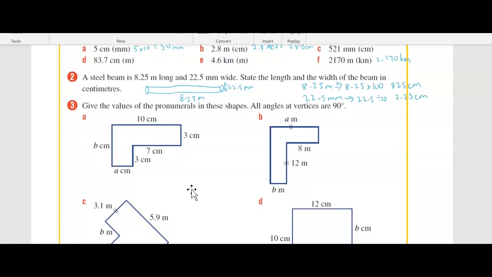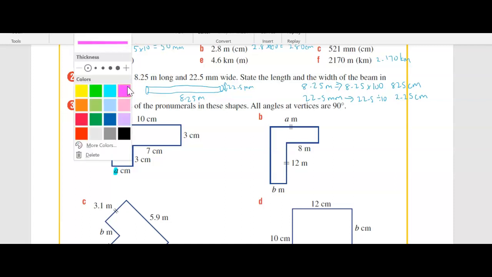All right, part 3, give the values of the pronumerals in these shapes. All angles at vertices are 90 degrees. That just means they're all right angles here. Sometimes you're given a shape and you have unknowns. So we've got a B here and an A here. We've got to use the information we have to work out those values.